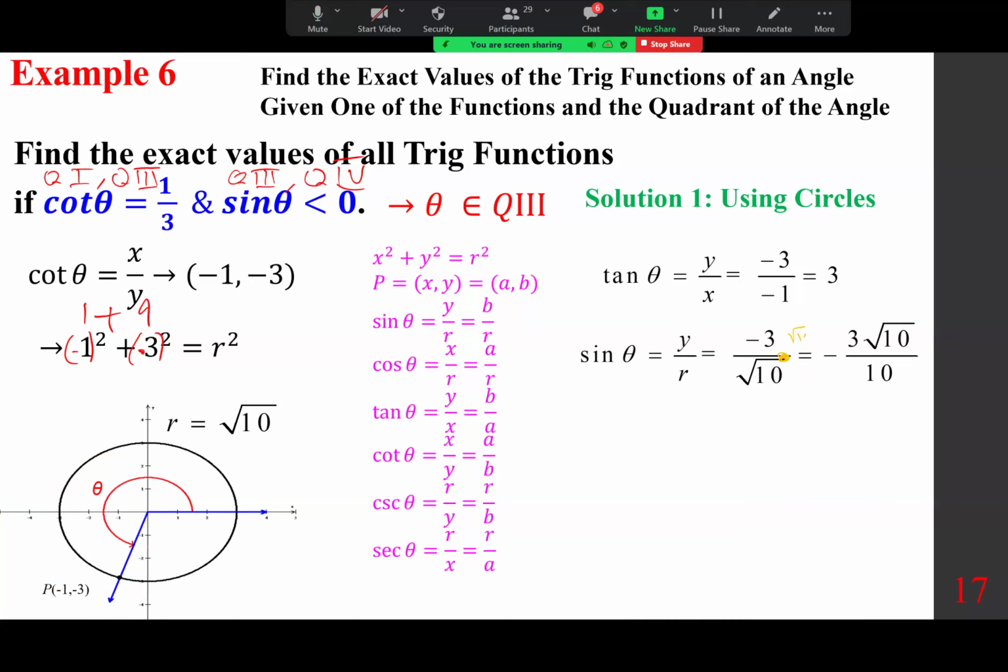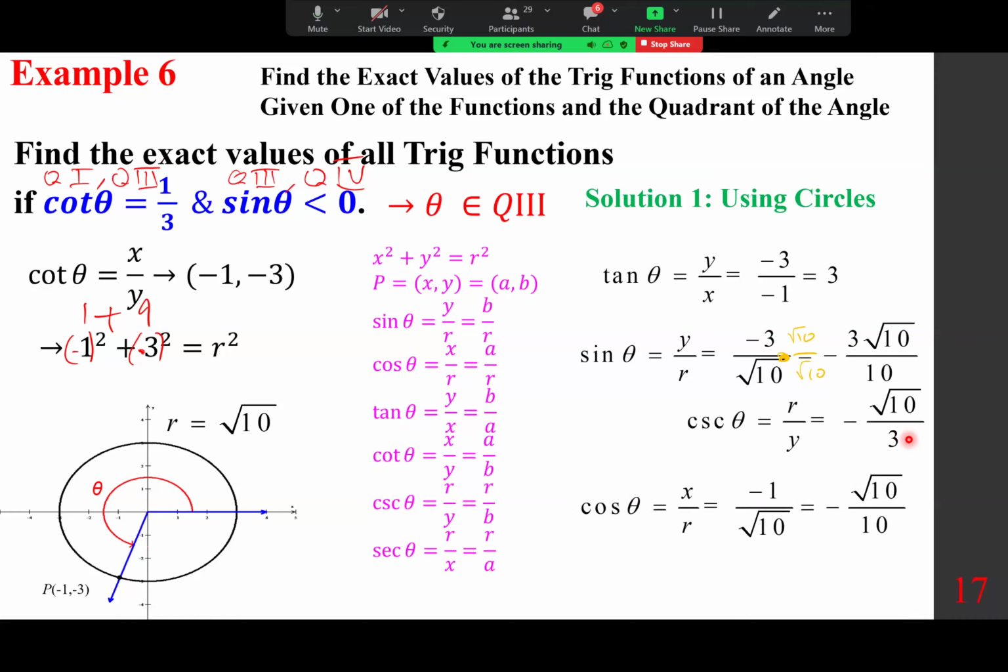The top by square root of 10 and the bottom by square root of 10. I'm hoping nobody has any problem with rationalization. Cosine is x over r, so minus 1 over this number. However, the faster way maybe we go with the cosecant, which is r over y. So you can have the reciprocal of that, and you don't need to rationalize.